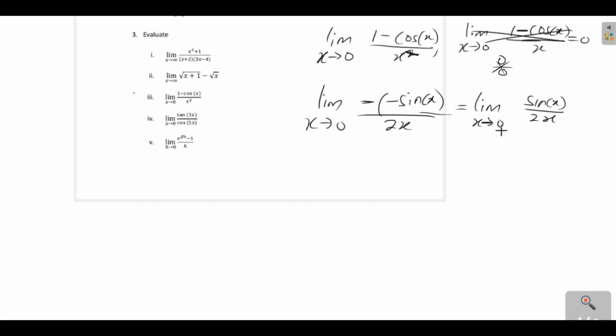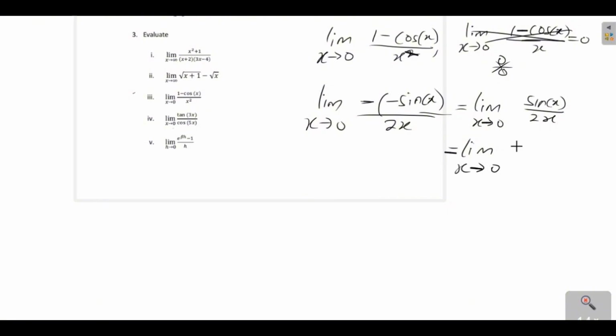Now, at this stage, if I plug in 0 into this expression, you will realize that we are going to get an indeterminate form again, because sine 0 will be 0 and 2 multiplying 0 will be 0. So at the end of the day, we are going to have 0 over 0. Right, so since we are still having an indeterminate form, we keep on applying L'Hopital's rule. We are going to differentiate the top, and then we also differentiate the bottom, which is the denominator. So we are going to have the limit as x approaches 0.